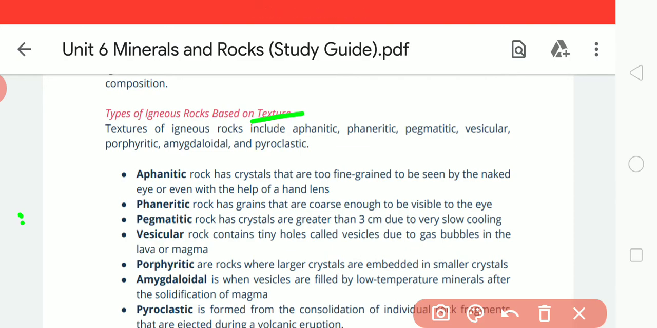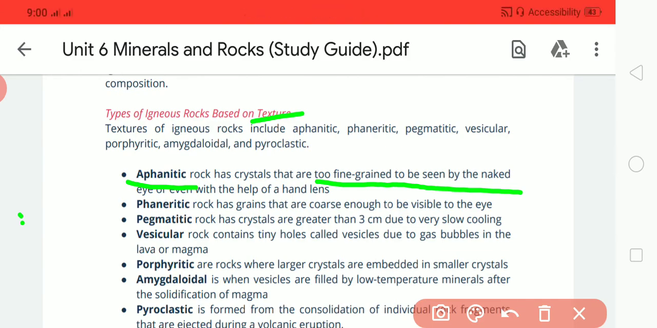So textures of igneous rocks include aphanitic, phaneritic, pegmatitic, vesicular, porphyritic, amygdaloidal, and pyroclastic. So aphanitic rock has crystals that are too fine-grained to be seen by the naked eye or even with the help of a hand lens. So that means they are very fine that even our naked eye cannot see them. And that is the aphanitic rock.